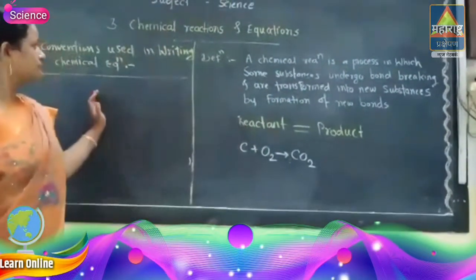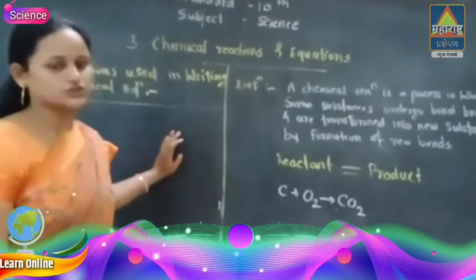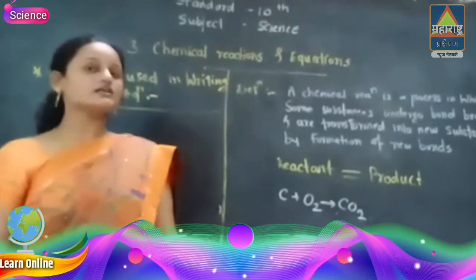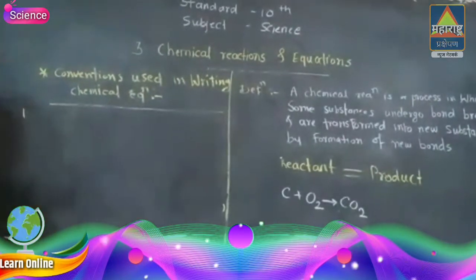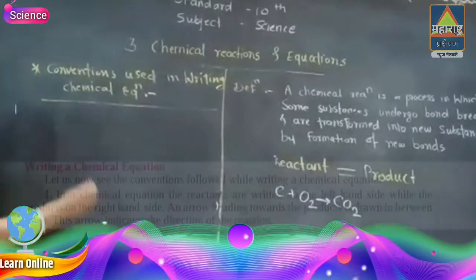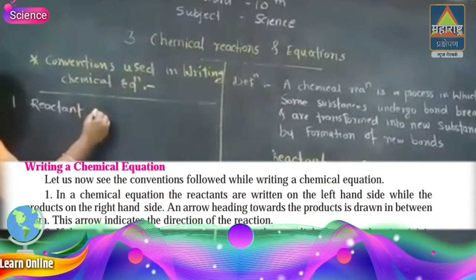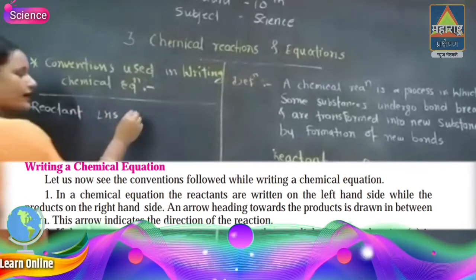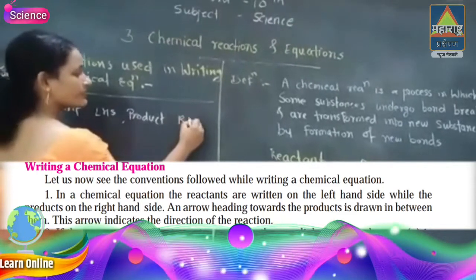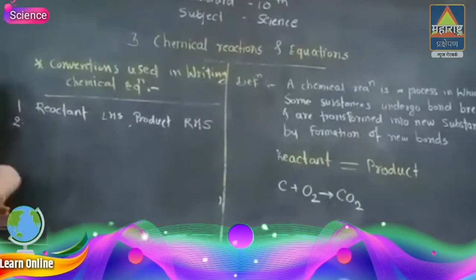Now, we study some conventions to write a chemical equation. Let us see the first convention. The reactants are always written on the left hand side and products are always written on the right hand side. First convention: the reactants are always on the left hand side and the products are always on the right hand side. Remember that, the first convention.